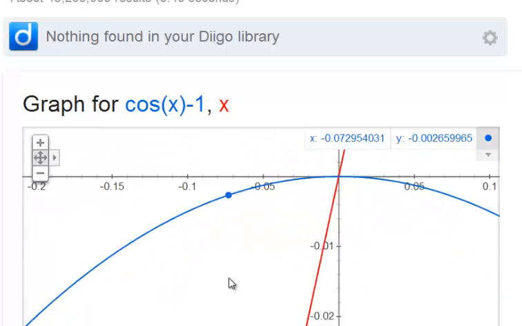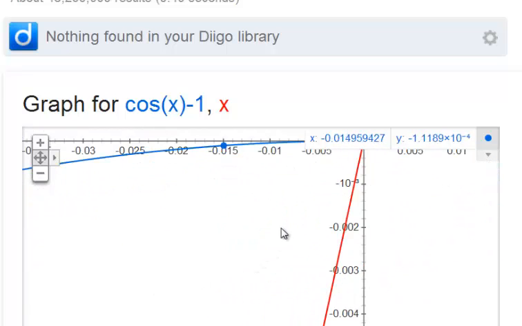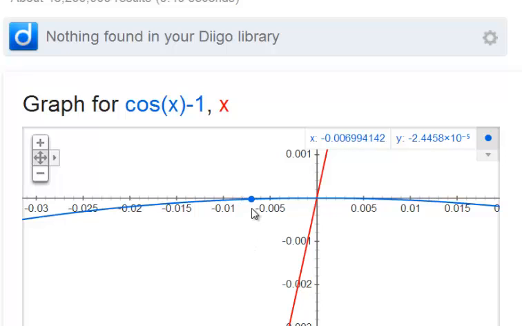If I zoom in further and further to cosine x minus 1, it looks like it's the function identically equal to 0. You see right in there? It's basically a flat, constant line that's got 0 height. Now if cosine x minus 1 is 0, then cosine x must look like the function 1, right? We can check that.